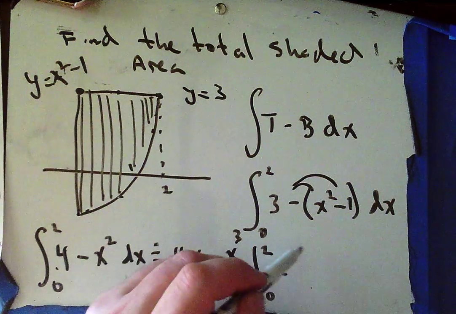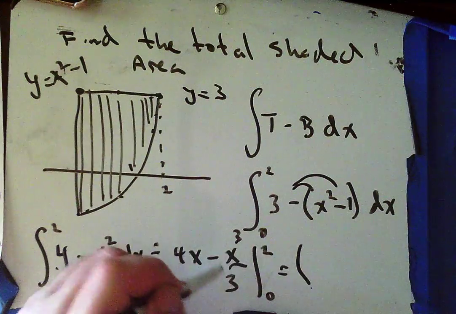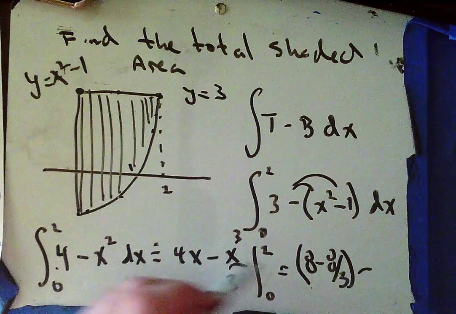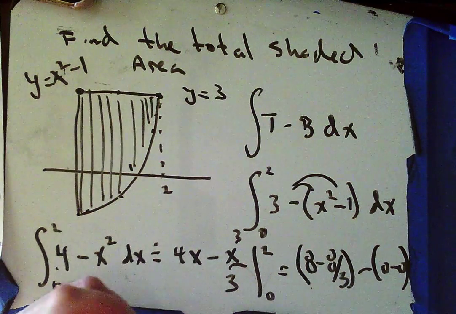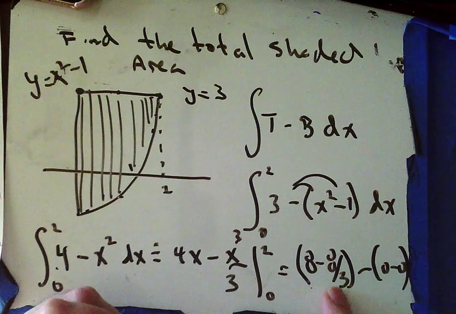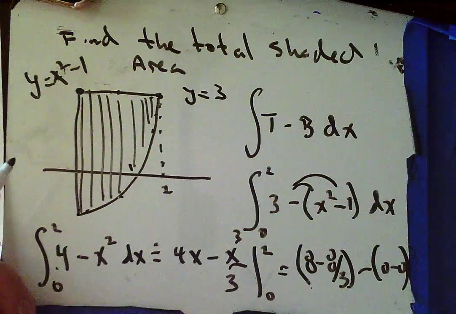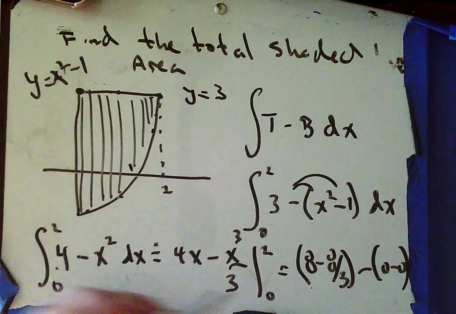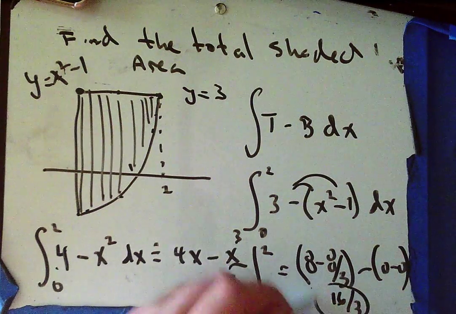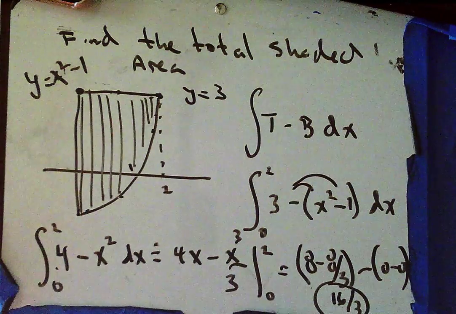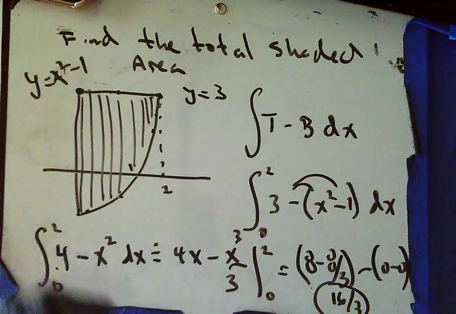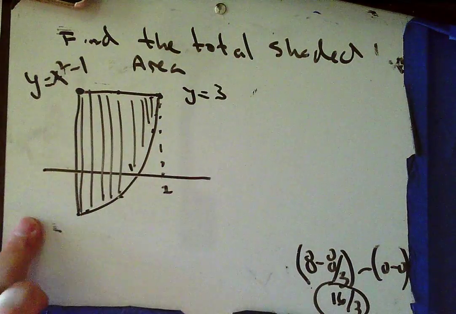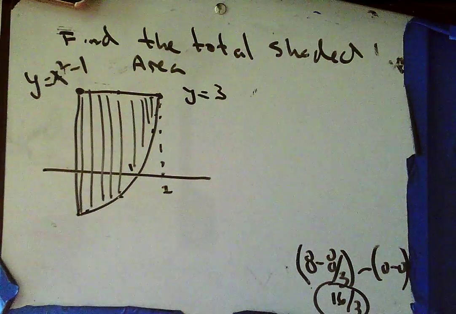So that's going to be 8 minus 8 thirds minus, I plug in a 0 and I get 0 minus 0. So that's 24 thirds minus 8 thirds, which is 16 thirds. And so I know this combined area, this total shaded area, is going to be 16 thirds. Great. Top minus bottom, not so bad. Well, let's think of another way of doing this, because that's, in fact, often what I see students doing because they didn't bother to remember top minus bottom.